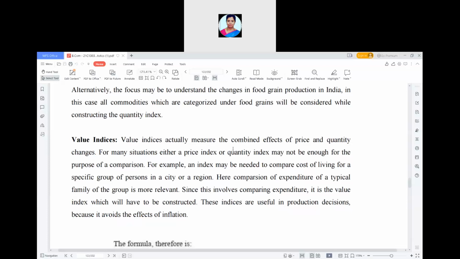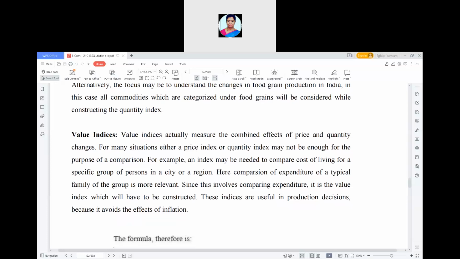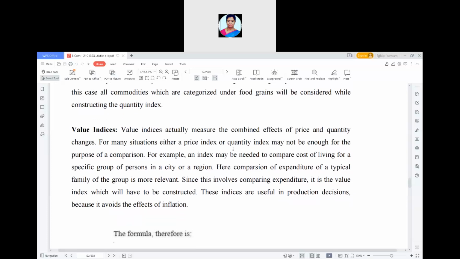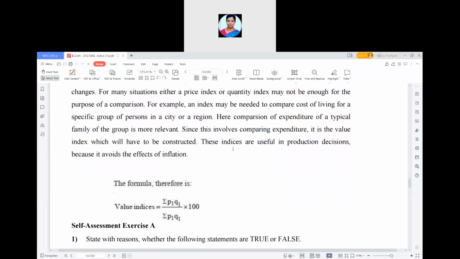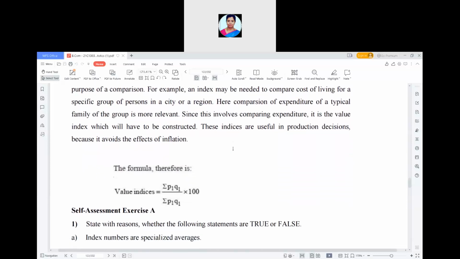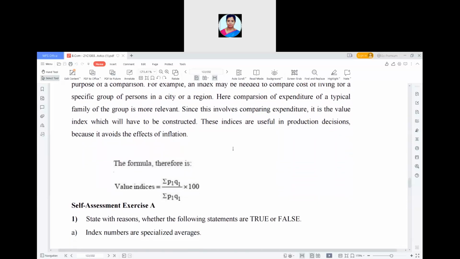And then we can state the formula for the value index. The value index formula is given by summation P1 Q1 divided by summation P0 Q1, into 100. So this is how we usually represent it.